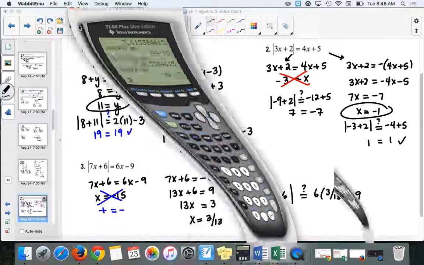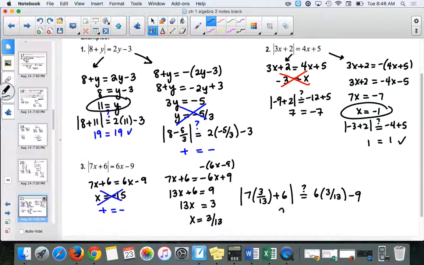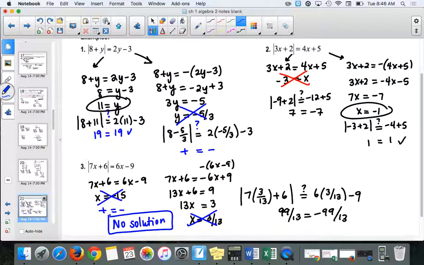All right, so we have negative 99 over 13. So if we have positive 99 over 13 equals negative 99 over 13, that doesn't work, right? So this answer is also out. So our final answer for this is no solution. Don't you hate that? In math class, no solution is sometimes a solution.